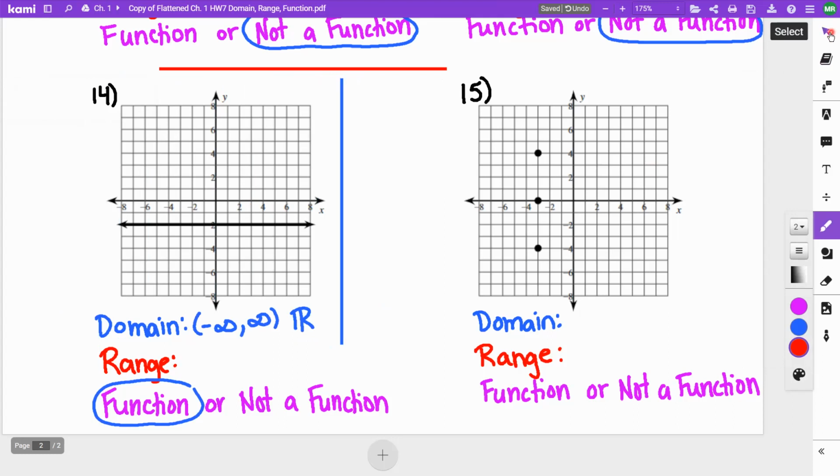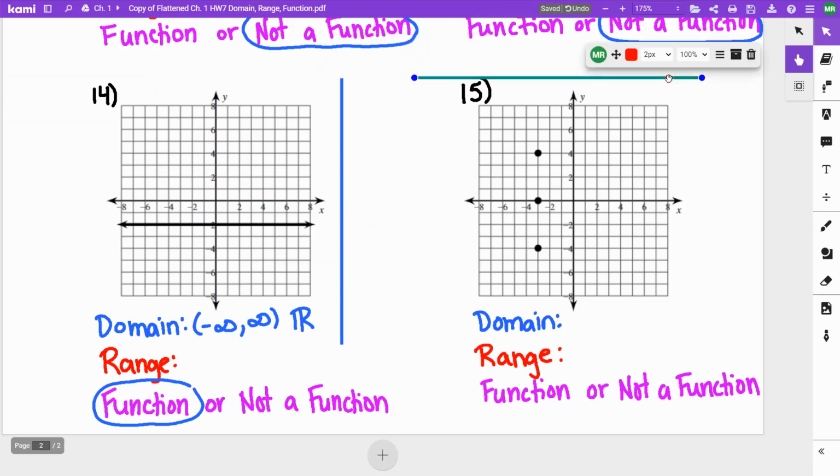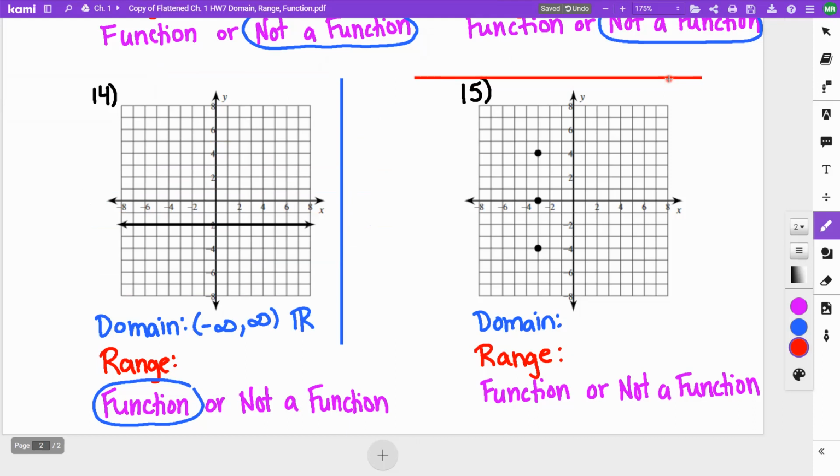Now for my range, as I move this line up and down, the only height at all that I'm going to have graph is right here at -2. I don't have any graph above. I don't have any graph below, only at -2. So my range is really going to be just -2. And sometimes we'll do it in a set notation.